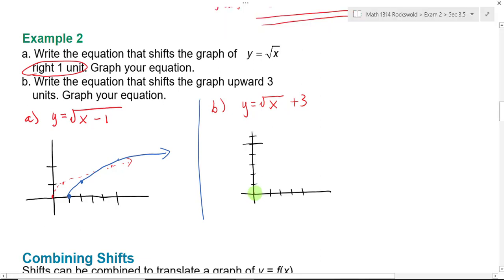So normally our parent function starts at 0, 0, has a point at 1, 1, and at 4, 2. And it looks like this. Then when I shift each of those points up 3 units, that puts me at 0, 3.